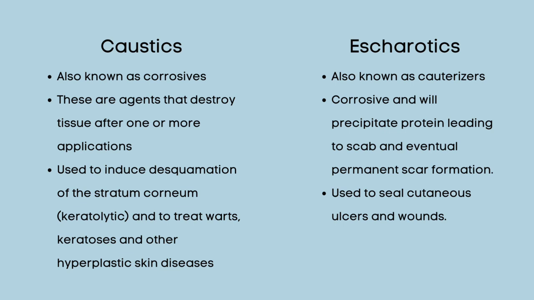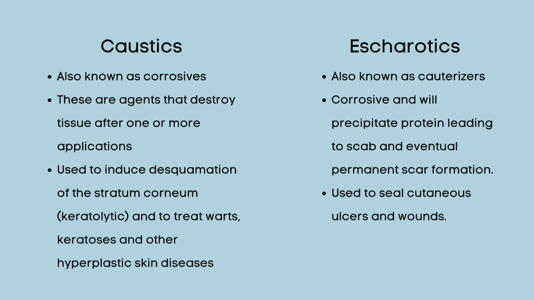Caustics are also known as corrosives, and these are agents that destroy tissue after one or more applications. Escharotics, also known as cauterizers, are corrosive and will also precipitate proteins leading to scab formation and eventually permanent scar formation. Caustics have been used to induce deformation of the stratum corneum, which is the most superficial or the uppermost layer of the skin, and thus they have been considered to be keratolytic. And they have been used to treat warts, keratosis, and other hyperplastic skin diseases. Escharotics have also been used to heal cutaneous ulcers and wounds.